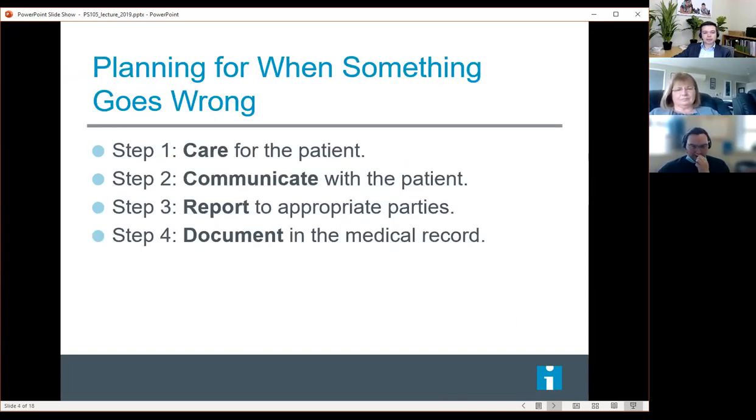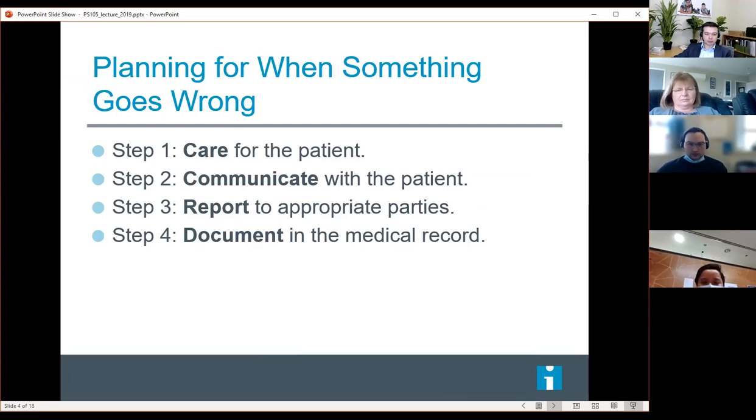So when something goes wrong, there are four main things we have to do. We have to make sure the patient's okay and care for them and provide any additional care that they need because of whatever's happened, be it a complication of treatment, or they've slipped and fallen, or they've had a delay to care. They're just on the waiting list. We need to communicate with the patient, and sometimes it needs to be reported to appropriate parties. Certainly internally it always needs to be reported, and it also needs to be documented.